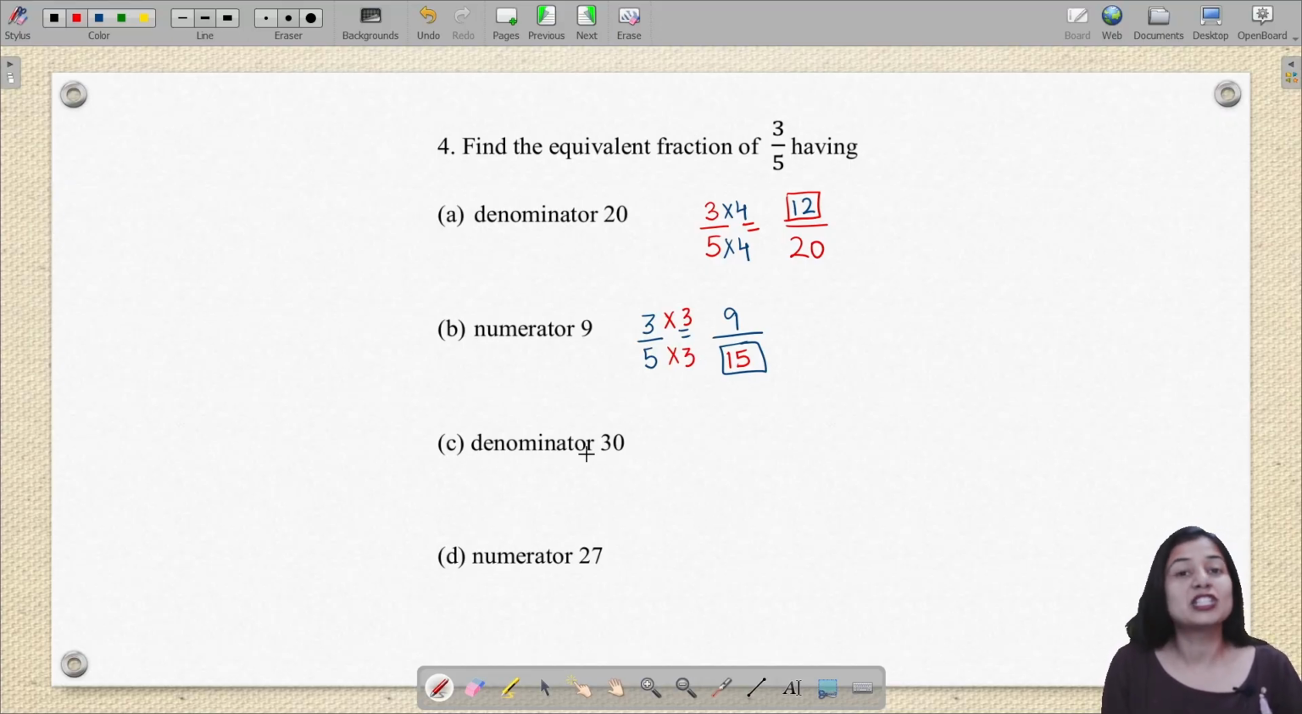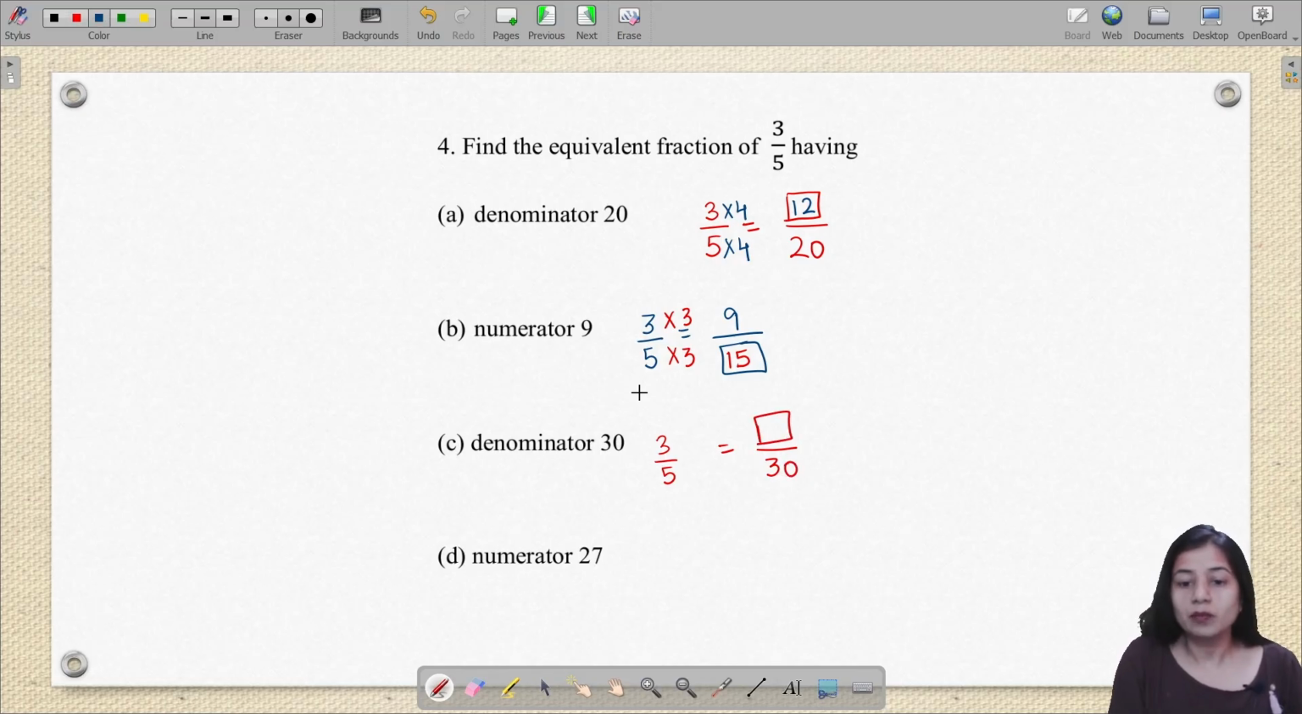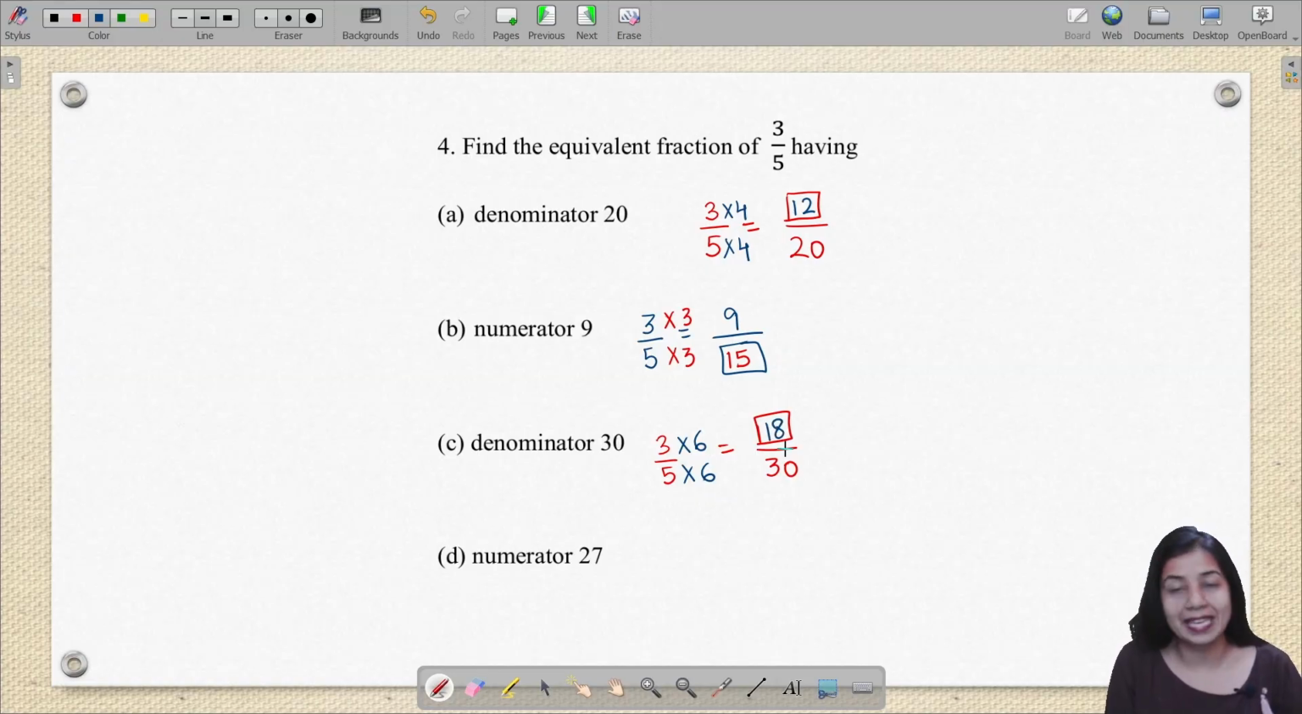C part, denominator 30. So 3 by 5 is equal to, denominator is 30. We have to find the numerator. So 5 is multiplied by 6 to give us 30. So we'll multiply the numerator also, giving us 3 times 6 is 18. So the new equivalent fraction is 18 by 30.